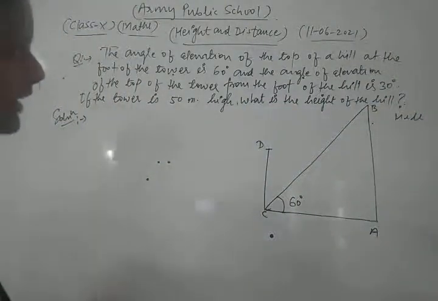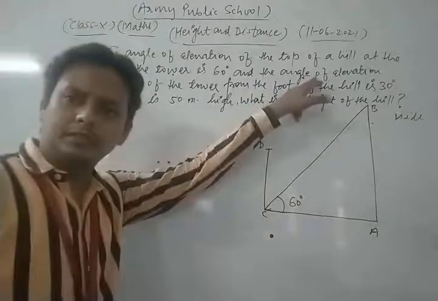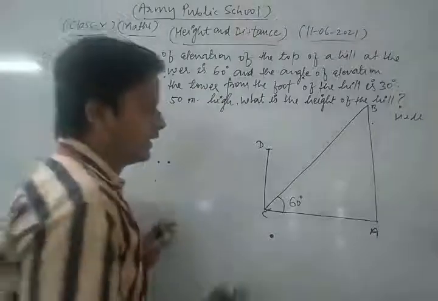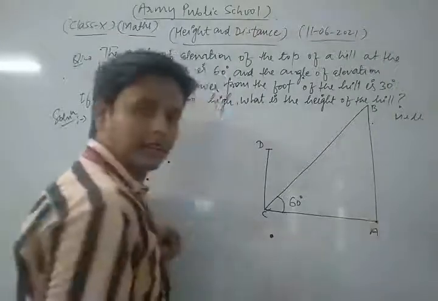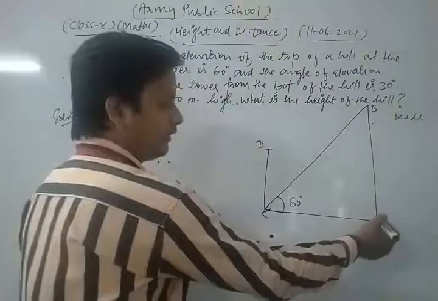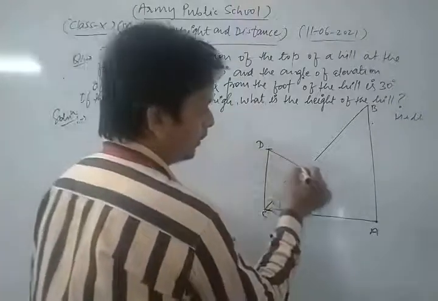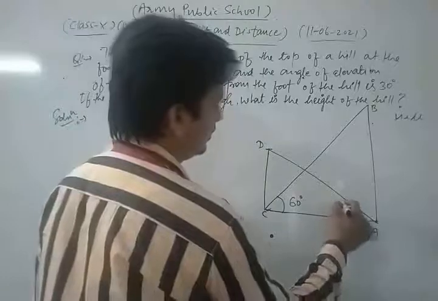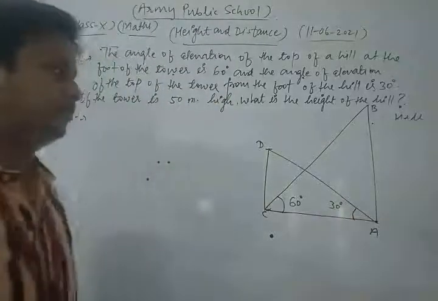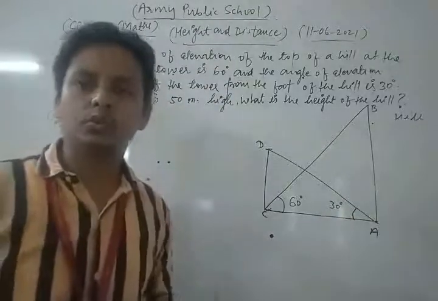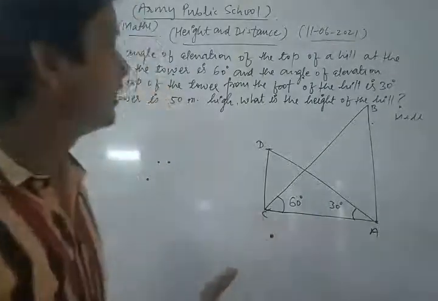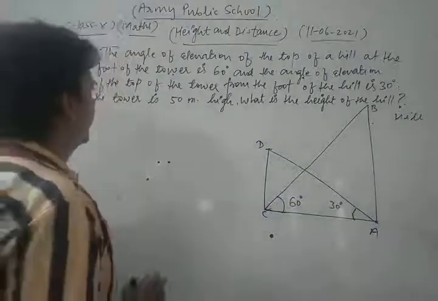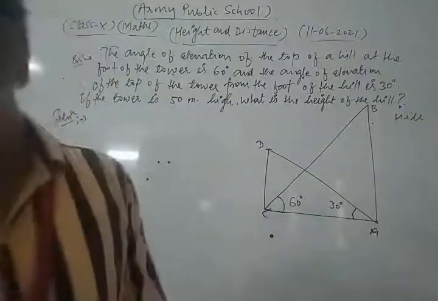And the angle of elevation of the top of the tower from the foot of the hill: dear friends, this is the foot of the hill, and from there the angle of elevation of the top of the tower is 30 degrees. So according to the question, this is your figure. And the tower is 50 meters high.